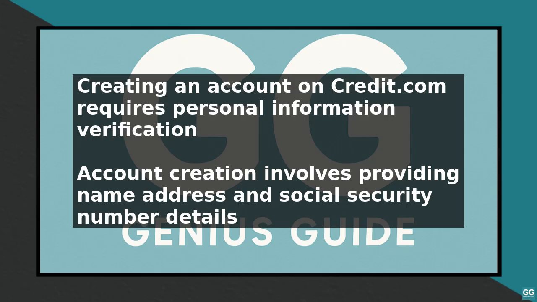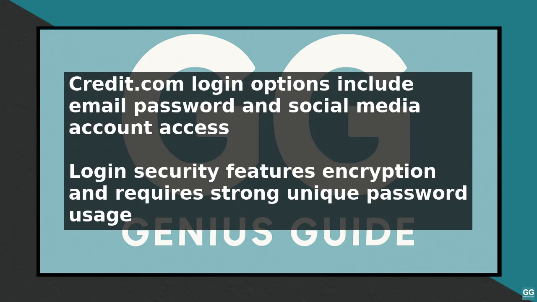Another option is to use the Credit.com mobile app. The app allows you to access your credit information on the go, and it provides an additional layer of security with fingerprint or facial recognition login. To use the app, download it from the App Store and log in with your email address and password.